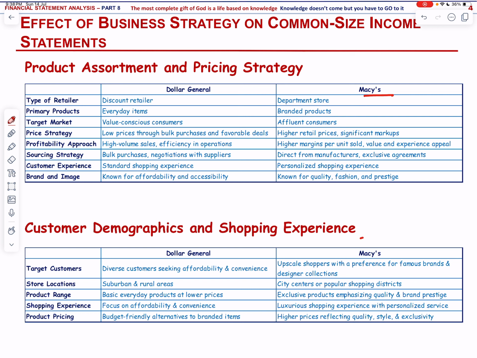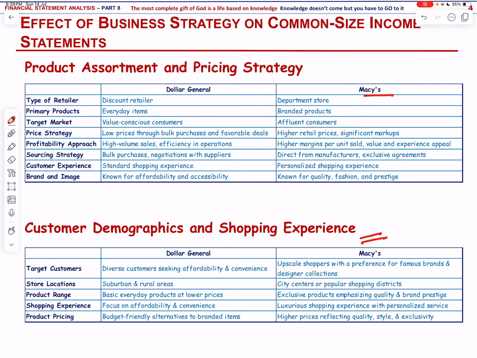Talking about the customer demographic and shopping experience, Dollar General targets diverse customers seeking affordability and convenience. Stores are typically located in suburban and rural areas. They offer a variety of basic everyday products at lower prices, and focus is on providing budget-friendly alternatives to branded items. Macy's targets upscale shoppers with famous brands and designer collections. Stores are located in city centers or popular shopping districts. They offer a luxurious shopping experience with personalized service. Macy's provides exclusive products that emphasize quality, style, and brand prestige. Customers are willing to pay high prices for these attributes.